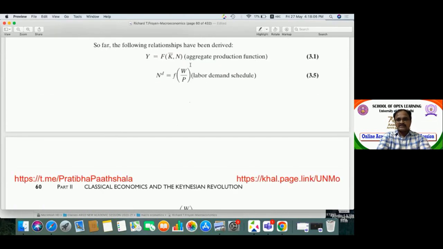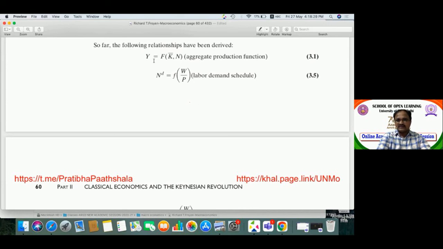So the following relationship has been derived. This is the production function, this is the labor demand curve. For the supply curve, this is the output, right? Output Y is equal to a function of K bar and N. In the initial stage we are discussing this. So this is the labor demand. ND means demand for labor. Got it?